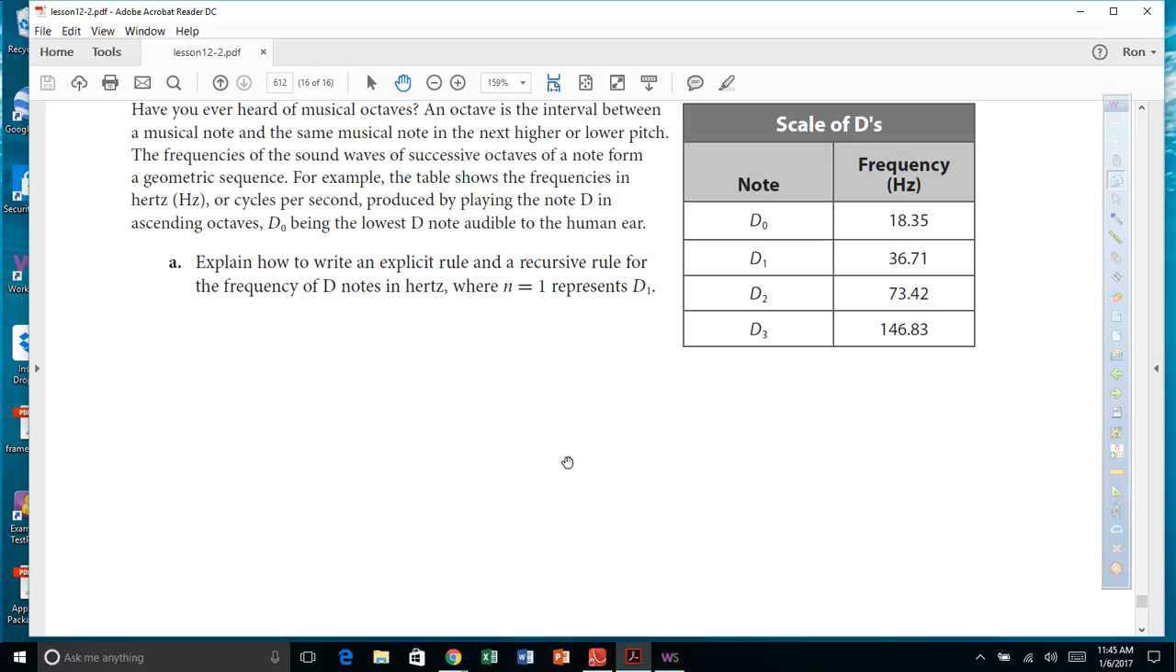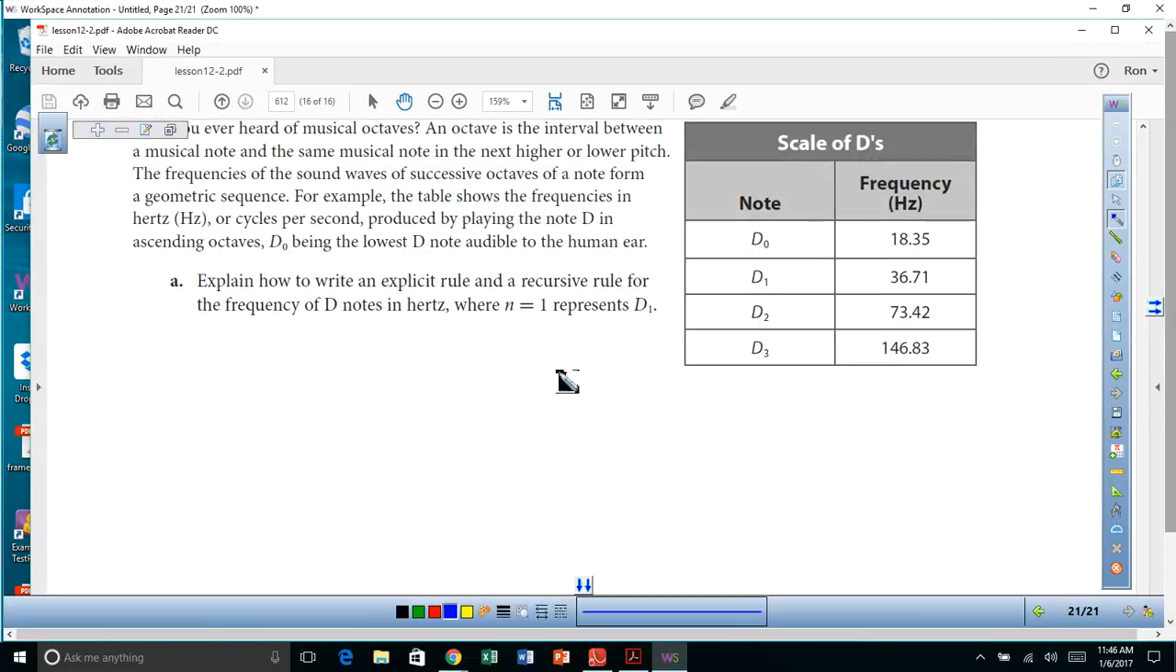All right. Explain how to write an explicit rule and a recursive rule for the frequency of D notes in hertz, where n equals 1 represents D sub 1. Okay. Well, if we want to write that, we're going to need to know A sub 0. A sub 0 equals, that's A sub 0. It gives us our starting point, right?